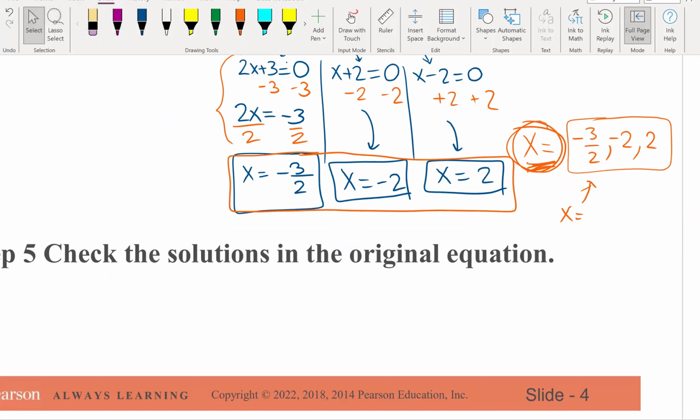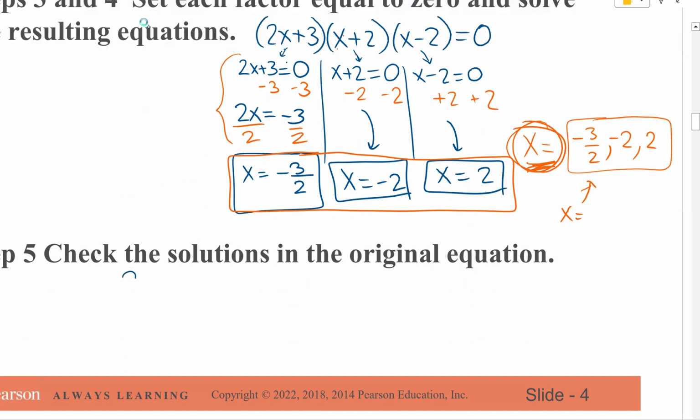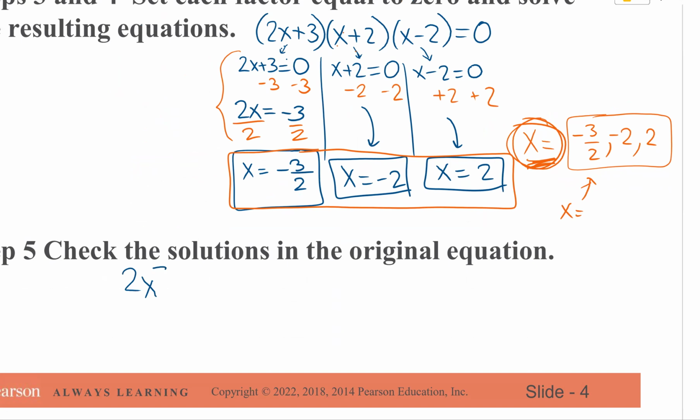Then the last step is to check the solutions in the original equation. Oh my gosh, I'm not looking forward to that. What was the original? I think it was 2x to the third plus 3x squared minus 8x minus 12. Oh, it wasn't, I forgot. It was equals. These were on that side, huh? I forgot. So that was the guy.